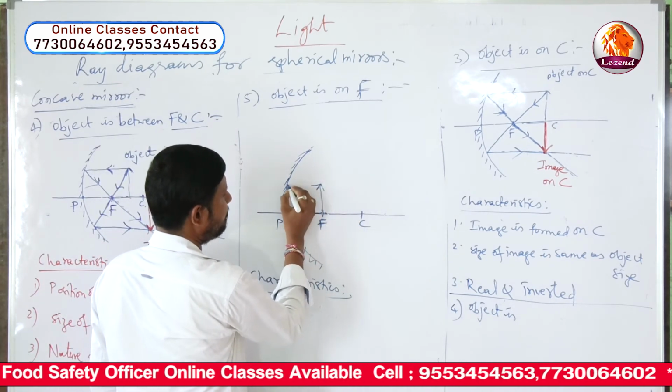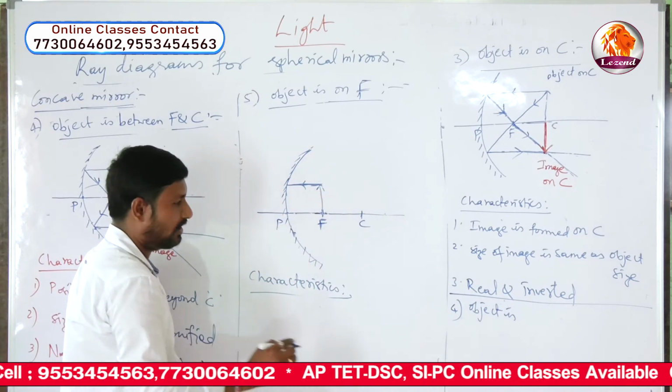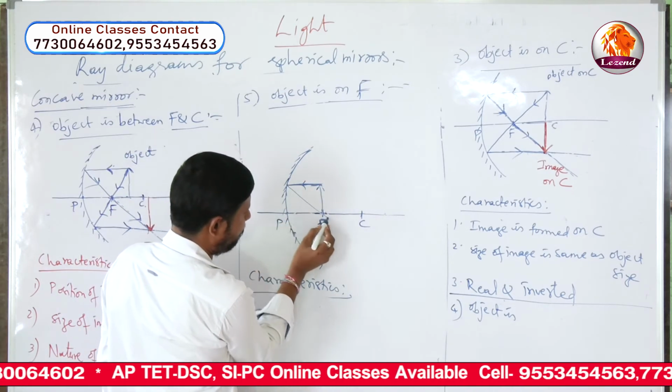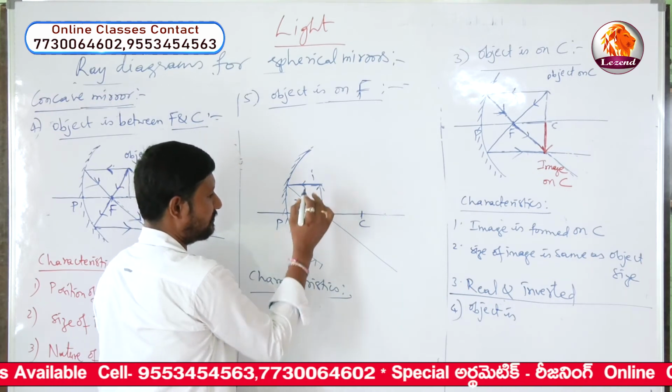One of the light rays is this, which is parallel to the principal axis. After reflection, it must pass through what now? It's a focus. This is the reflector. This is incident ray. This is reflector ray.